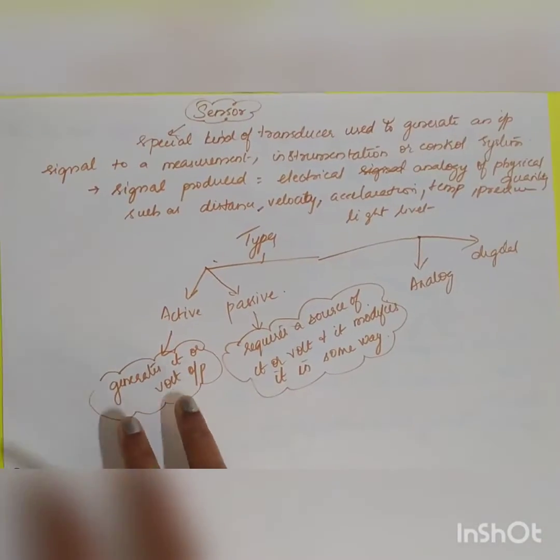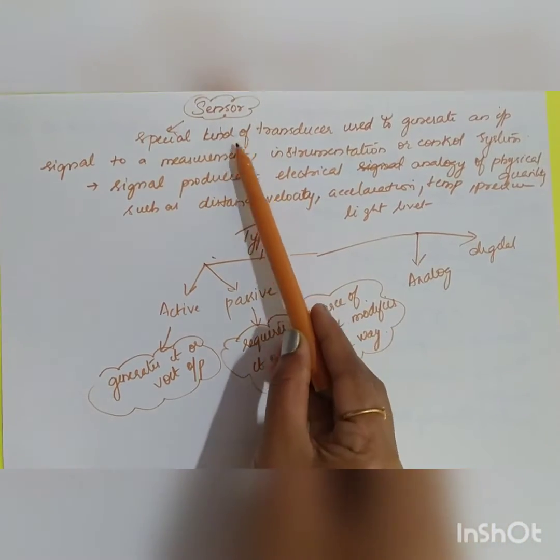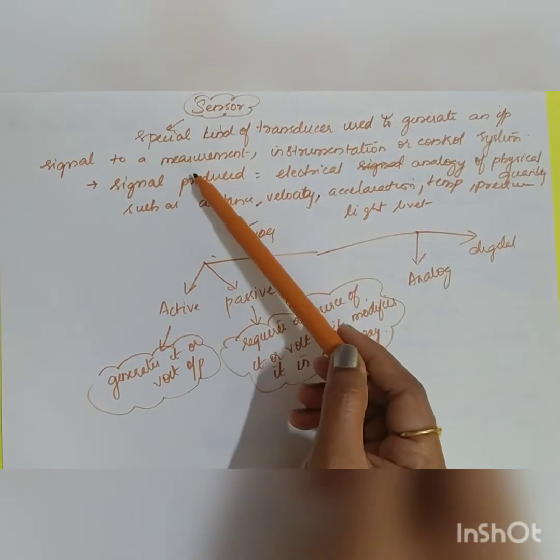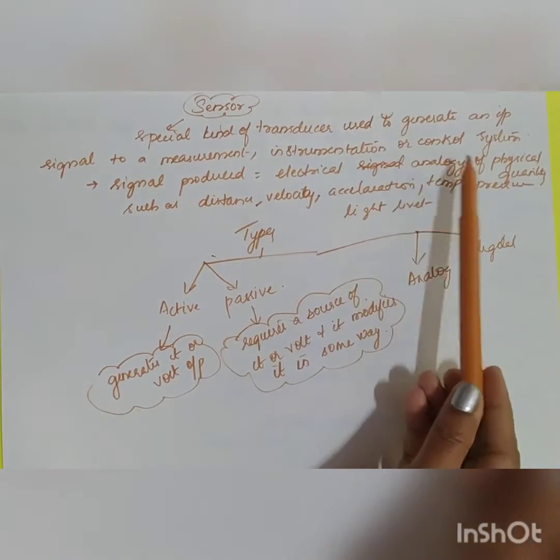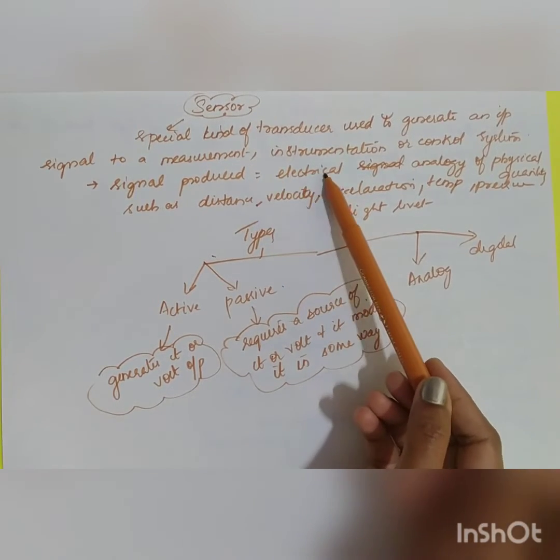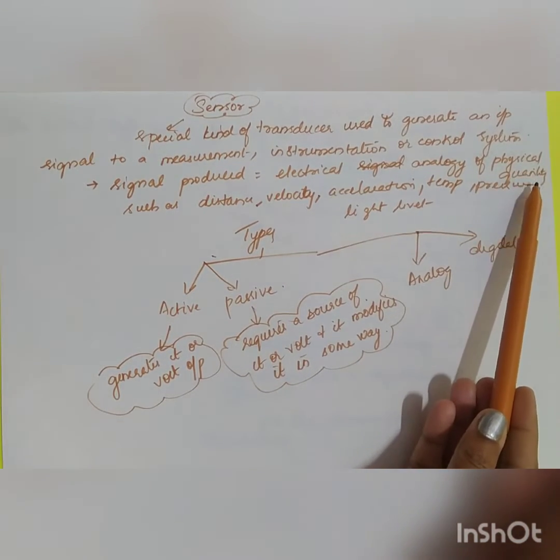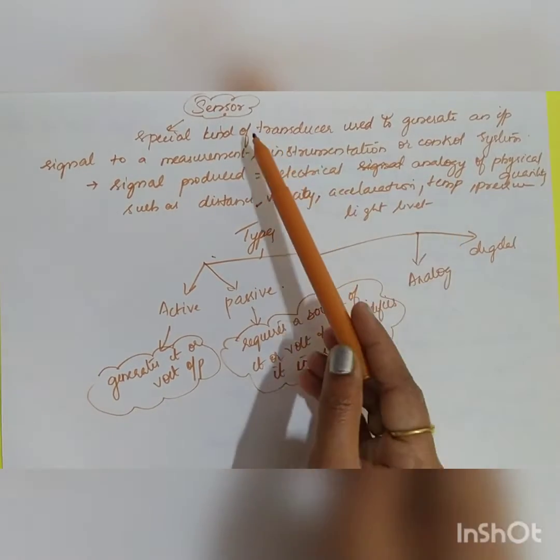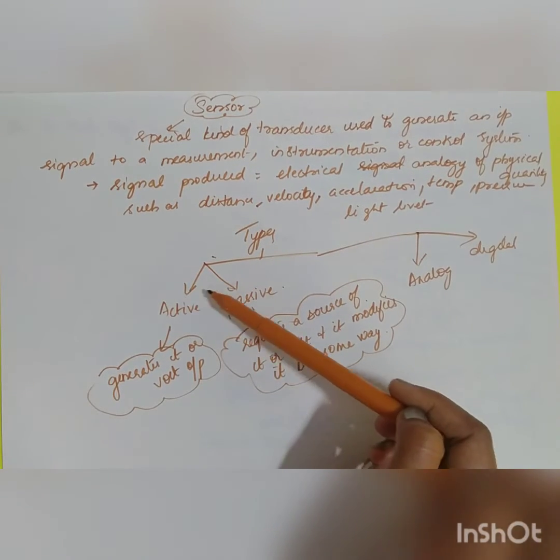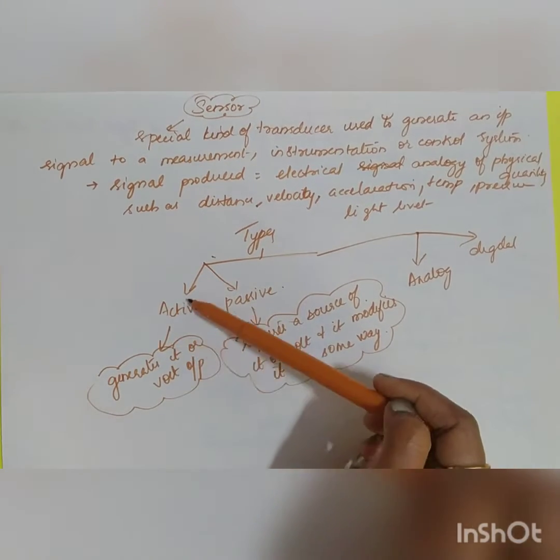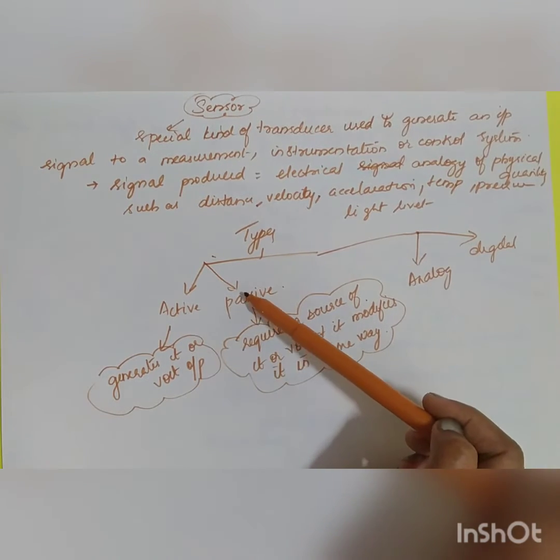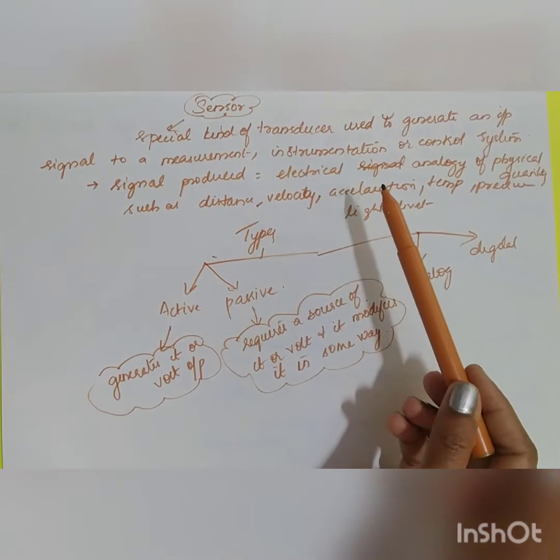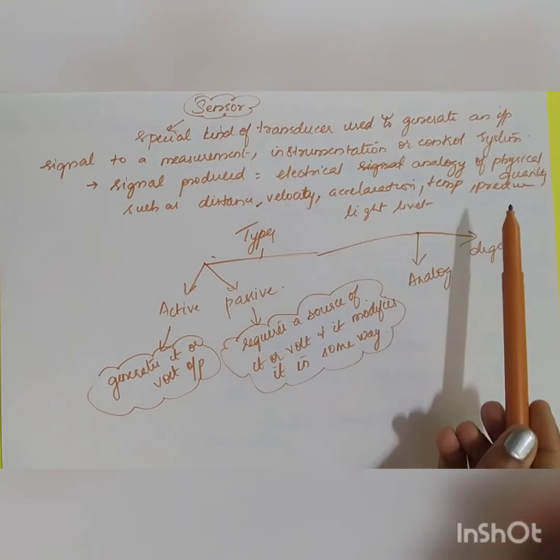The next topic is the sensor. A sensor is a special kind of transducer. It is a subset of your transducer which is used to generate an input signal to a measurement, instrumentation or control system. The signal produced will be the electrical analogy of physical quantities such as distance, velocity, acceleration, temperature, pressure, etc. Sensors can be divided into two types, active and passive. Active means it directly generates a current or voltage output, whereas passive means it does not generate it directly, but requires a source of current or voltage and modifies it in some way.